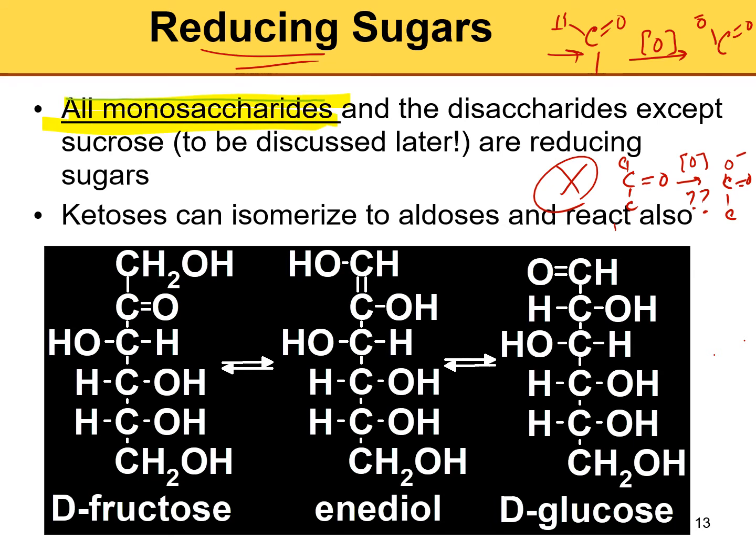all monosaccharides, and in fact disaccharides, we'll talk about disaccharides, except for sucrose, are reducing sugars. So all monosaccharides. This slide is saying that whether you have aldoses or ketoses, they're all reducing sugars. So how about ketones? How is it possible?